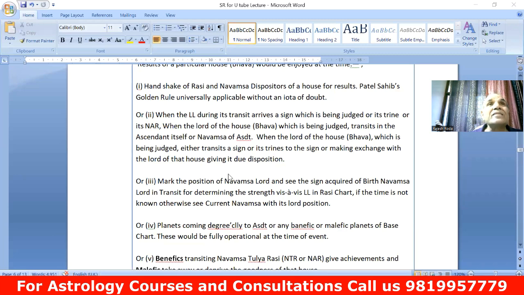Or it's Navamsha acquired Rashi. I have told you just now. When the Lagna Lord either visits the house whose results are being judged, or Navamsha acquired Rashi of that Lord. 10th Lord, Navamsha acquired.